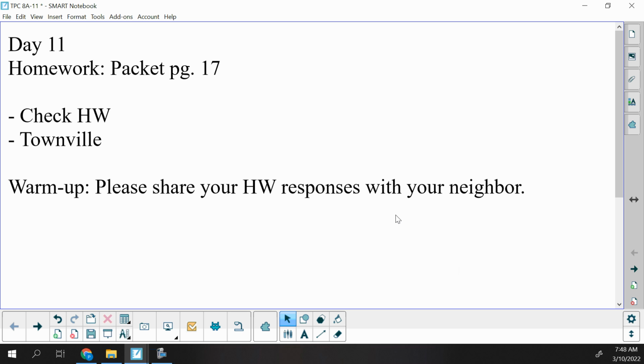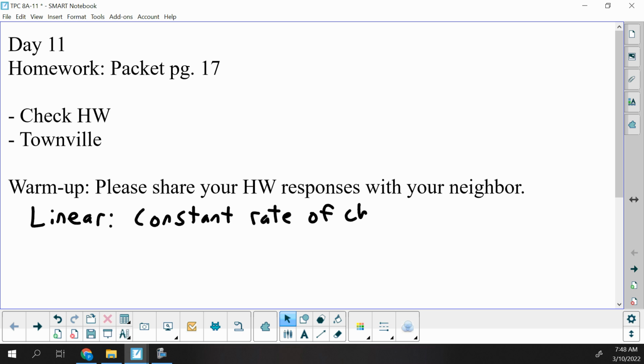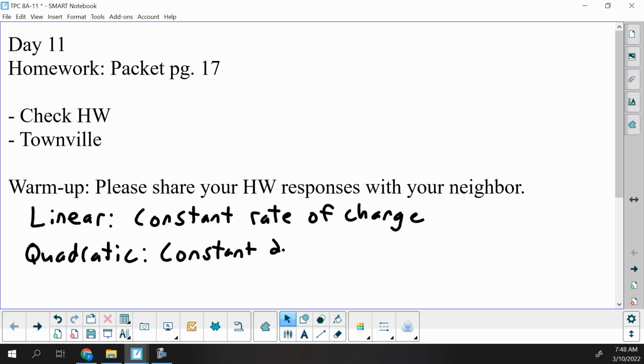Okay, so in our charts, in the linear chart, we should recognize a constant rate of change column, and that's because our slope is constant in a linear function. In the quadratic chart, we should have noticed a constant second rate of change.